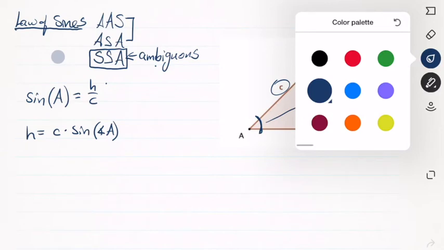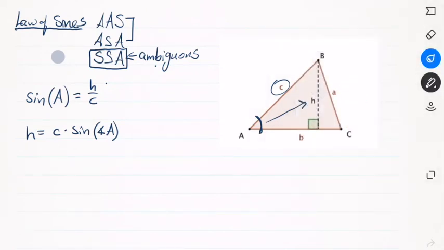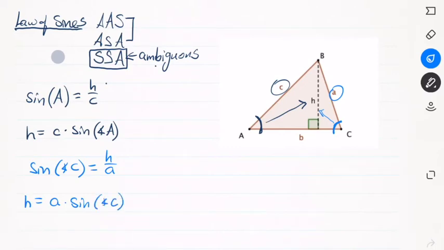And we can also do that from the other side. We can look at angle C here. Now, if we're looking at angle C, then opposite is still h, and the hypotenuse now is a. So I would set up sine of the measure of angle C is equal to h over a. And again, if we solve for h, we would get h is equal to a times sine of the measure of angle C. Little c and big C are two different things. Big C is the vertex, little c is a side.